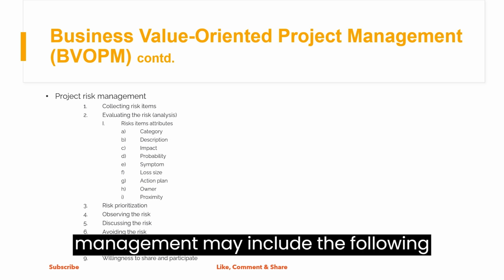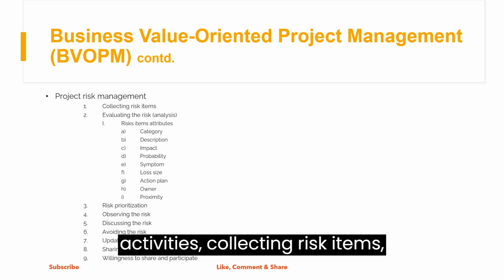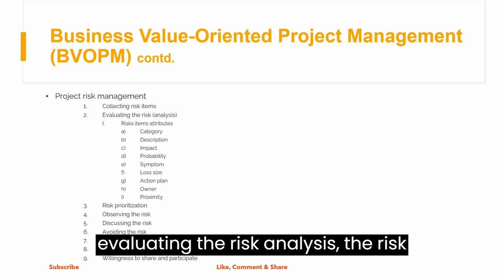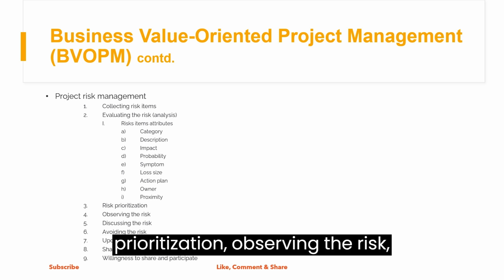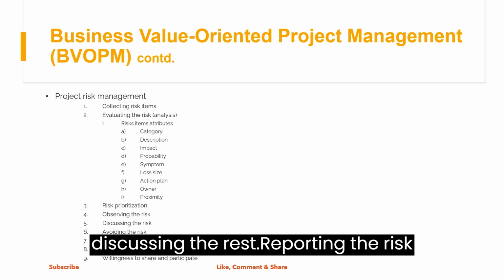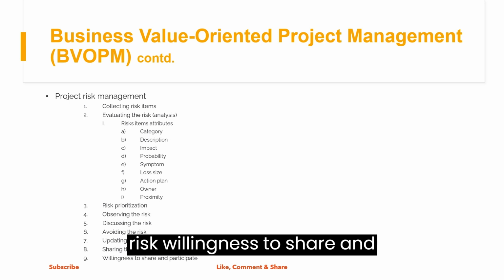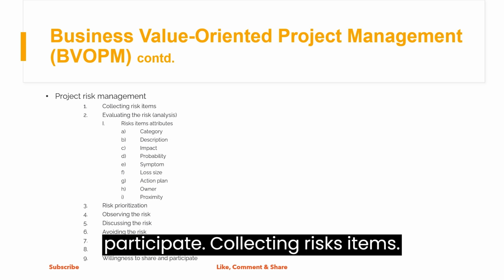Project risk management may include the following activities: collecting risk items, evaluating the risk analysis, the risk prioritization, observing the risk, discussing the risk, avoiding the risk, updating the risk items, sharing the risk, willingness to share and participate.